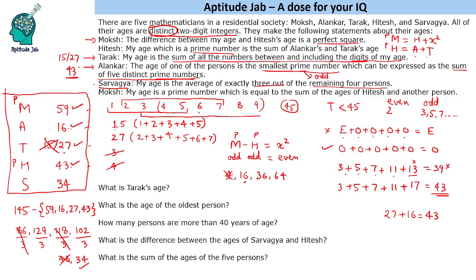So the first question is, what is Tarak's age? Tarak's age is 27. This you could have answered by partially solving. What is the age of the oldest person? So the oldest age is 59. How many persons are more than 40 years of age? So we have 1 and 2 persons more than 40 years of age. What is the difference between the ages of Sarvagya and Hitesh? So Sarvagya is 34 and Hitesh is 43. So the difference is 9 years.